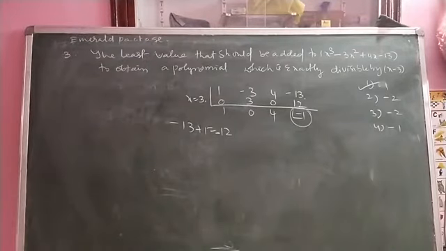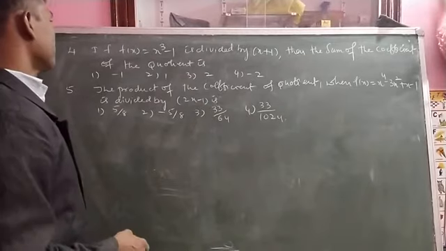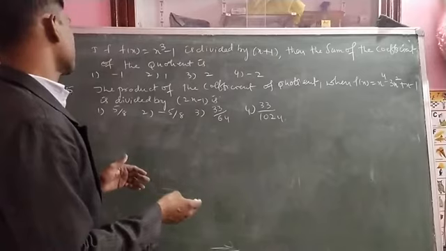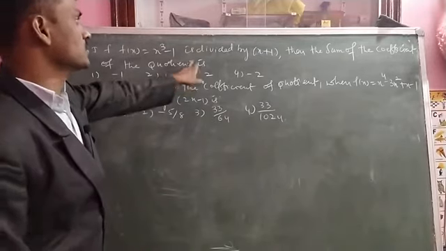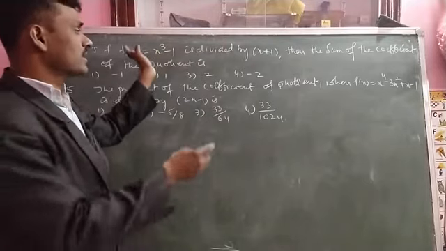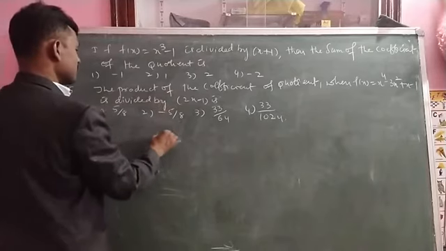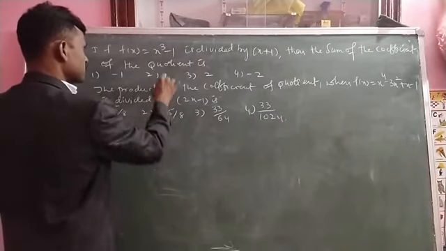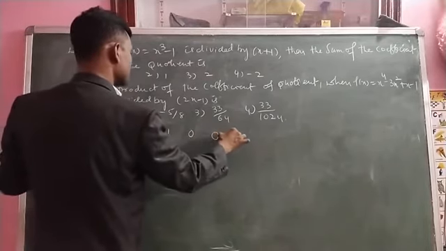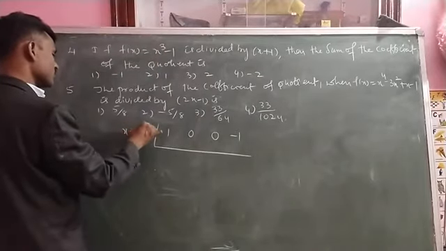Now the fourth one. If f of x is equal to x cube minus 1 is divided by x plus 1, find the sum of the coefficients of the quotient. First you write x cube minus 1 divided by x plus 1, and thereafter you will get the quotient. I will explain here. First write the coefficients: the x cube coefficient is 1, the x square coefficient is 0, the x coefficient is 0, and the constant is minus 1. It is divisible by x plus 1, which means here x is equal to minus 1.